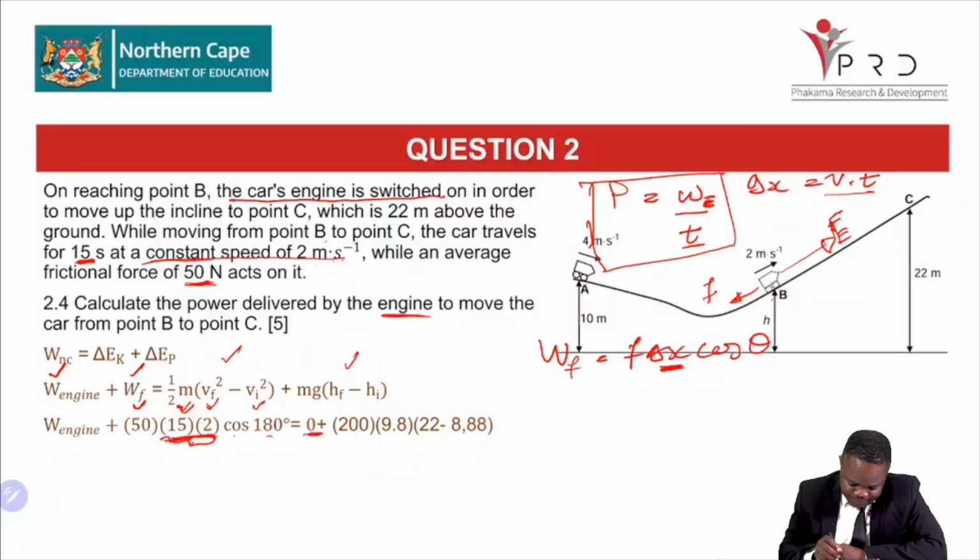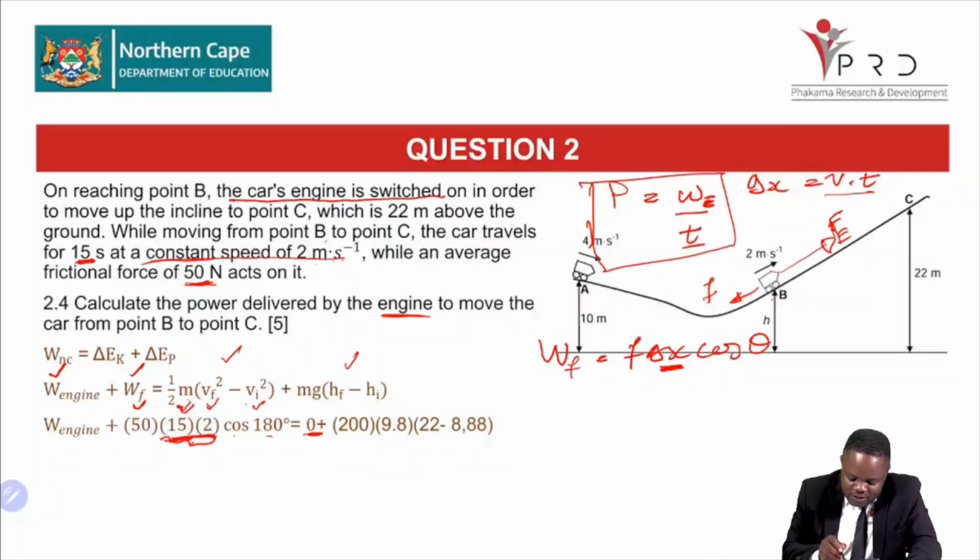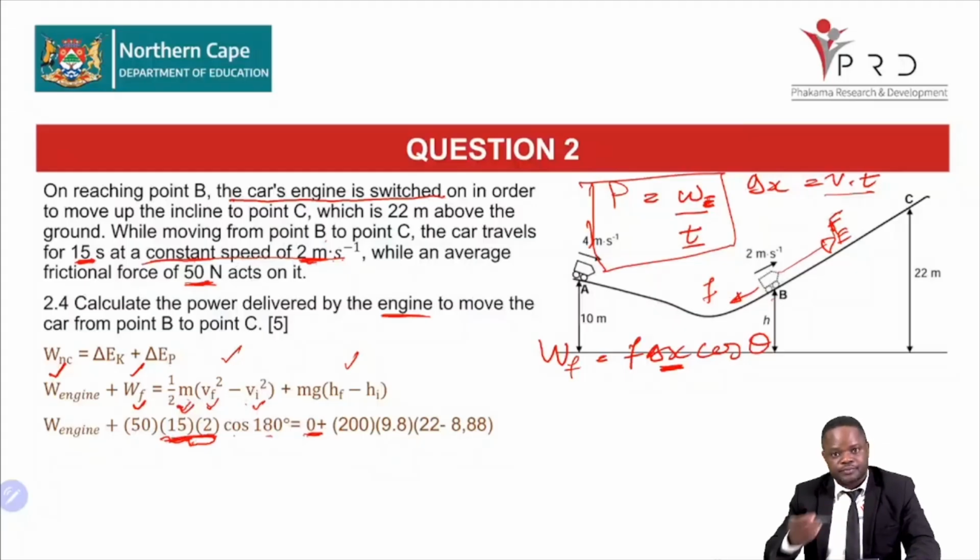Interesting then. Change in kinetic energy is 0 because we're told this is moving at a constant speed of 2 meters per second. The velocity is not changing. So it means we are having no change there in kinetic energy. So it's going to be 0.